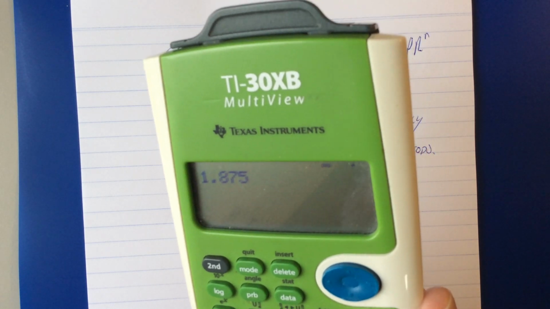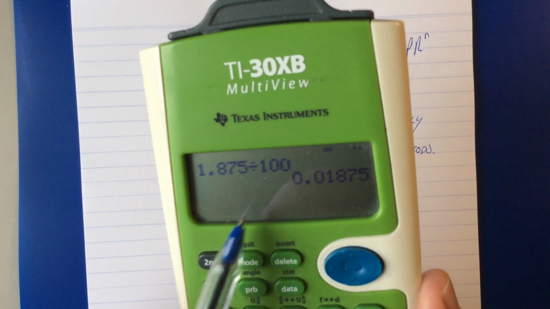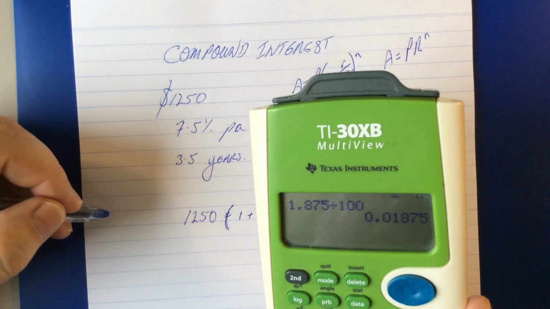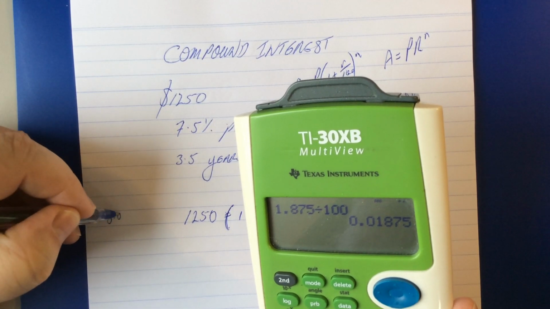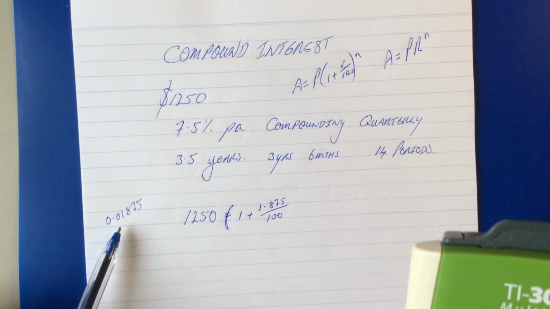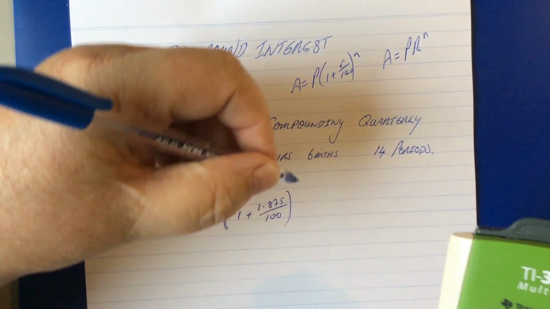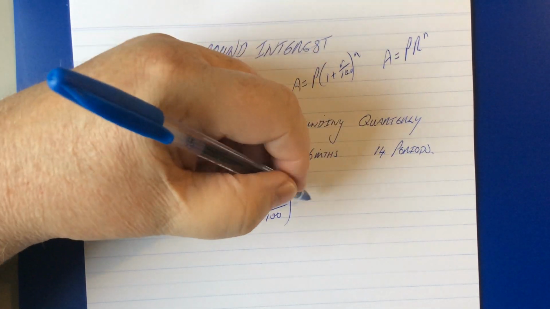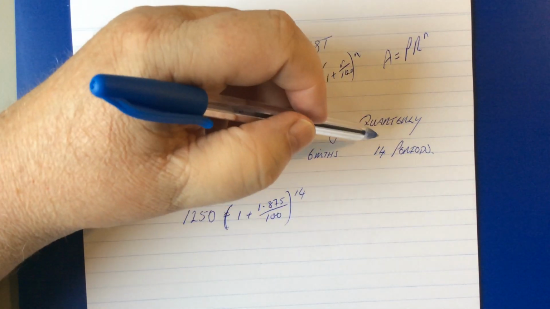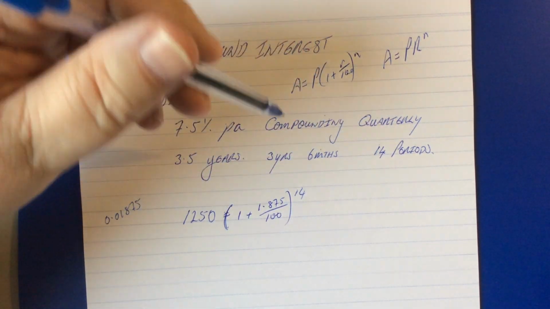Now, just so that there are no mistakes, I'm going to make sure that I get the right number of zeros in here, and I suggest that you do that too, and I'll just make a note of that. That's 0.01875, just there in the margin. That is what this equals. And then we've got our number of compounding periods, which is 14, which I've explained. There are 14 quarterly periods in 3 years and 6 months.